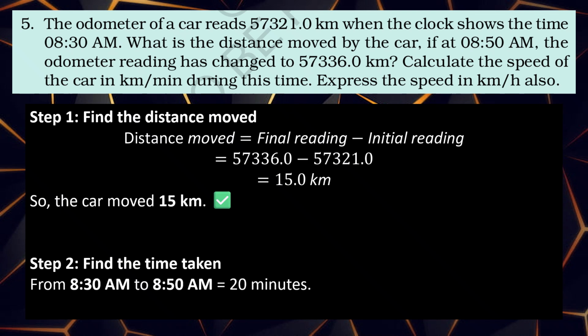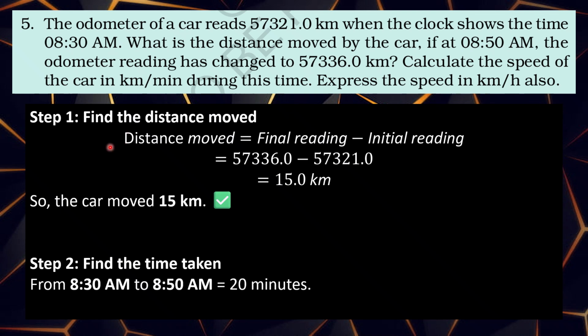Fifth one, the odometer of a car reads 57,321.0 kilometer when the clock shows the time 8:30 a.m. If at 8:50 a.m. the odometer reading has changed to 57,336.0 km, what is the distance moved by the car? Calculate the speed of the car in kilometer per minute during this time. Express the speed in kilometer per hour also.